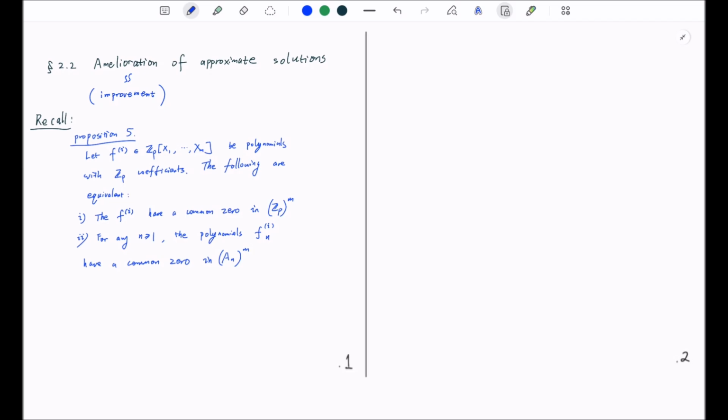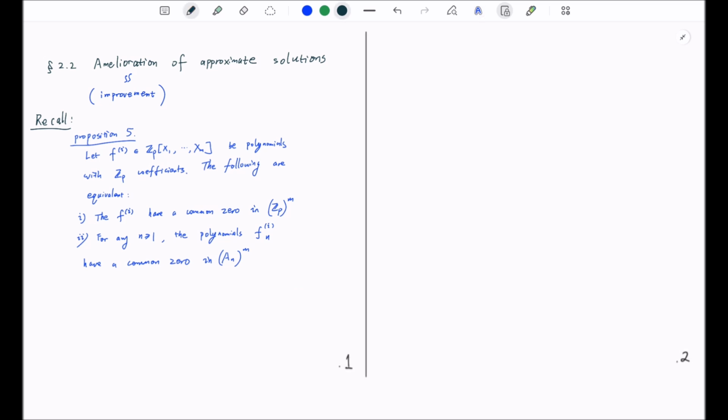In this section, we talk about the amelioration of approximate solutions to p-adic equations. The word amelioration means improvement. Recall that in the previous section, we have established propositions on the existence of solutions to p-adic equations given the existence of solutions in A_n for all n, where A_n means Z mod p^n Z.